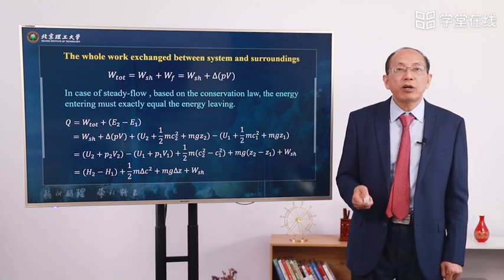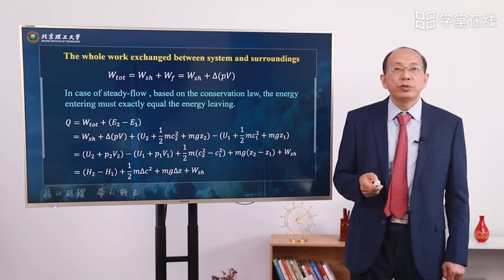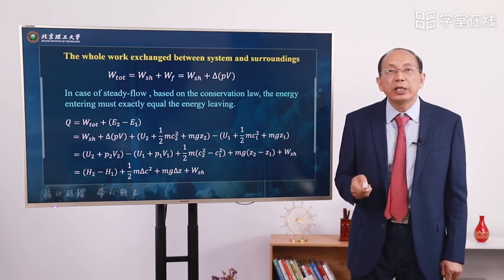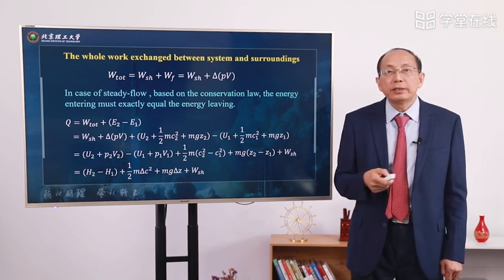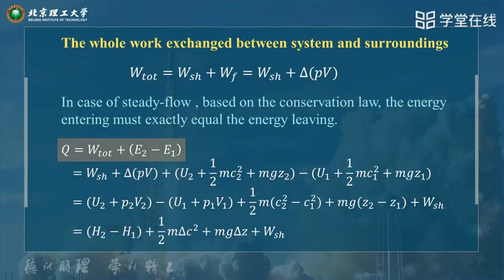So, in case of steady flow, based on the conservation law, the energy entering must exactly equal the energy leaving. Just to say, the energy going into the system must be the same as the energy going out. So Q, the energy the outside gives to the system, must equal W total plus E2 minus E1. This equation comes from the first law.